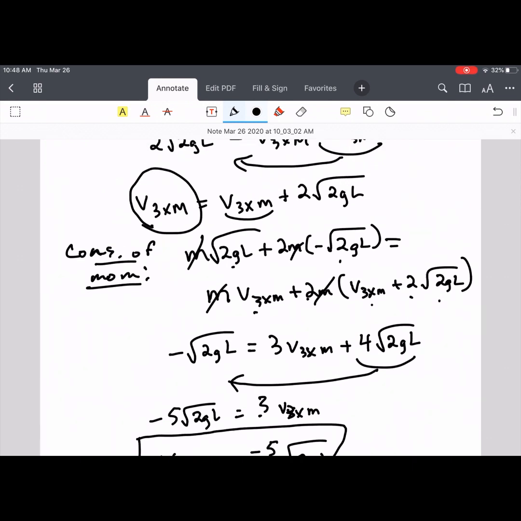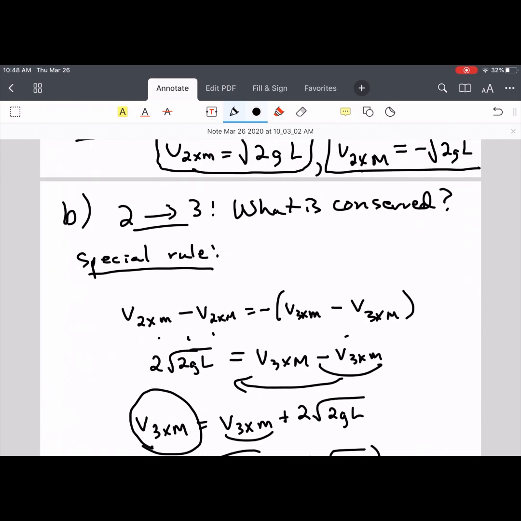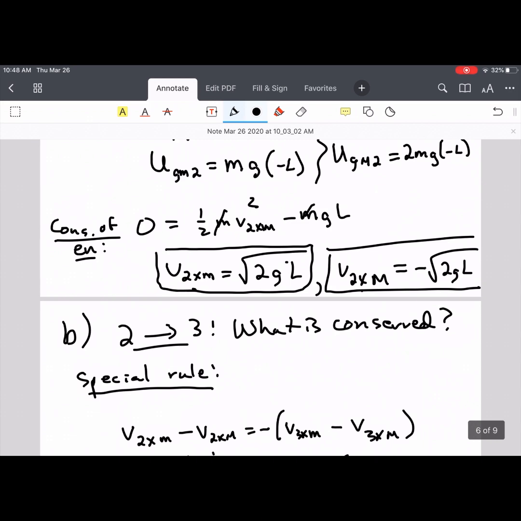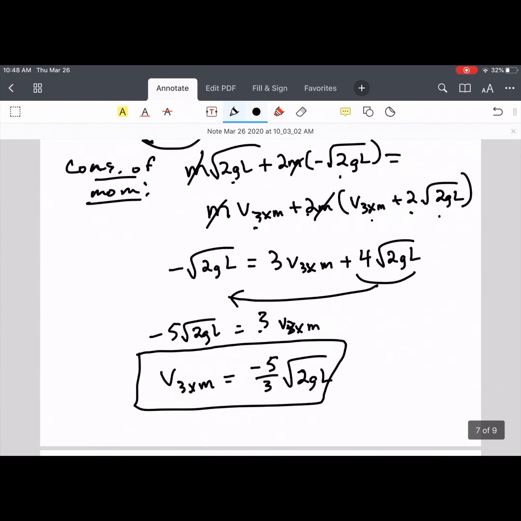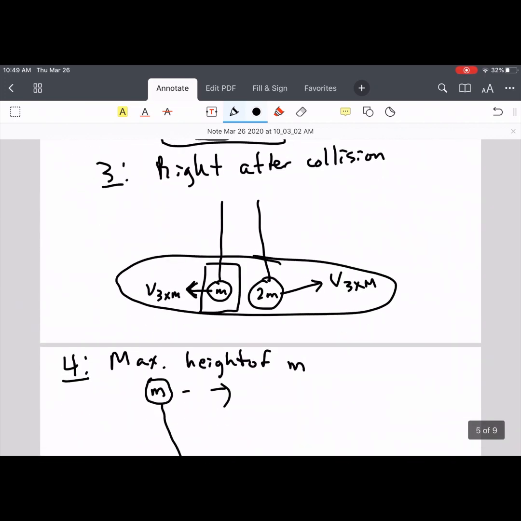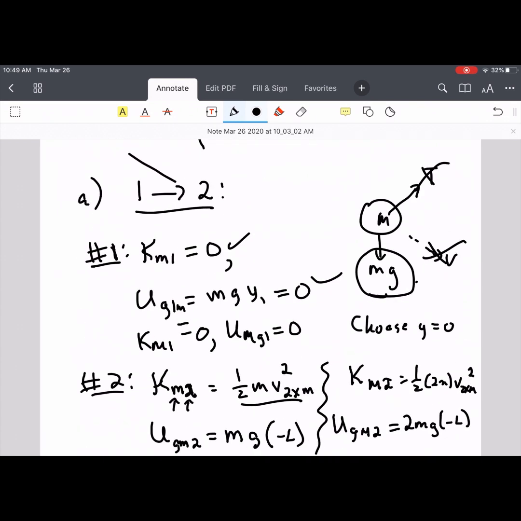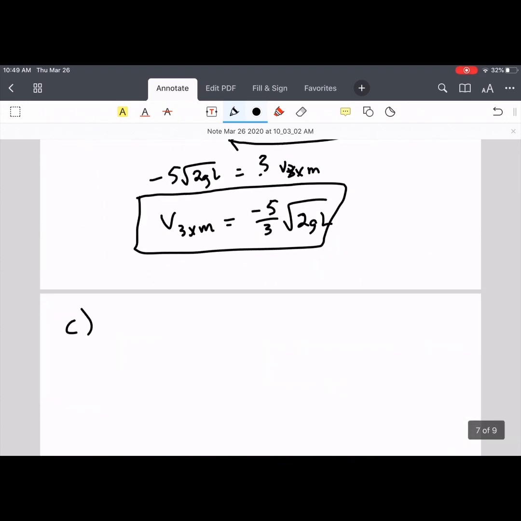Let me just quickly double check those signs right here, because, yeah, that's right. All right. So it started off moving to the right at positive root 2gl. Now it's going to be moving to the left at negative 5/3 root 2gl. So it's sped up. And the final part of this question is, does it do a loop-de-loop? So here, we need to talk about this process starting right after the collision, where we know its velocity, and continuing all the way up until it hits its maximum height. So that's process 3 to 4.